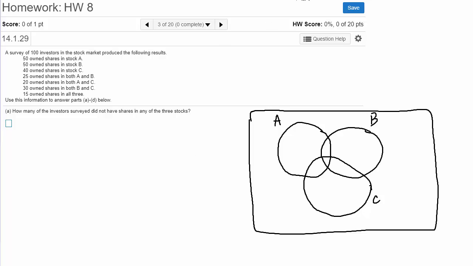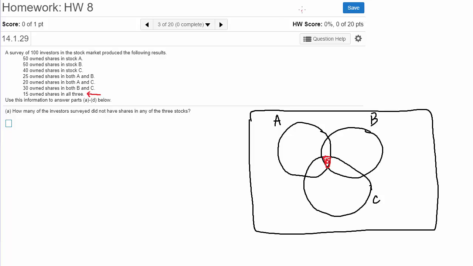So to work this problem, the most effective way is to start with the last piece of information here. There's 15 people that own shares in all three. So right here in the middle, I'm going to put the number 15. It's kind of small because the area is small. That area is inside of circle A, inside of circle B, and inside of circle C, which means that those 15 people are in all three stocks.